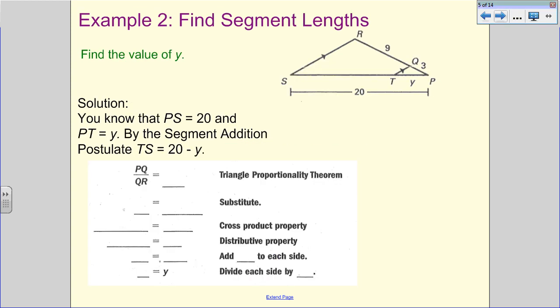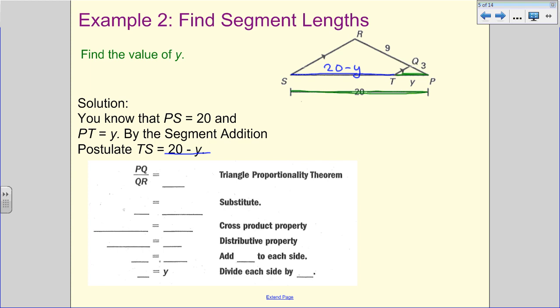All right, so let's take a look at what we have in example 2. We're finding the segment lengths. All right, so we know we want to find the value of Y. We're finding another segment. If PS, the entire segment, is 20, and just the top segment is Y, we know that the bottom segment here is going to be the whole minus the part. So this is where they get this 20 minus Y. So we're probably going to have to use some algebra.